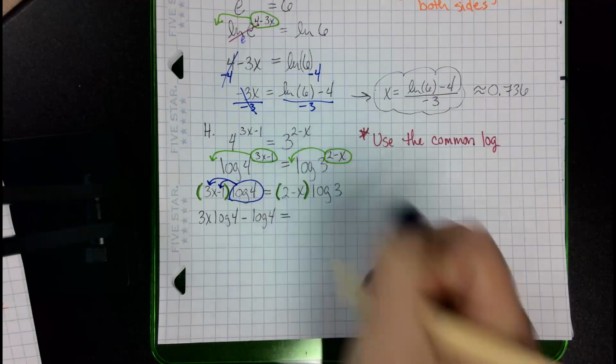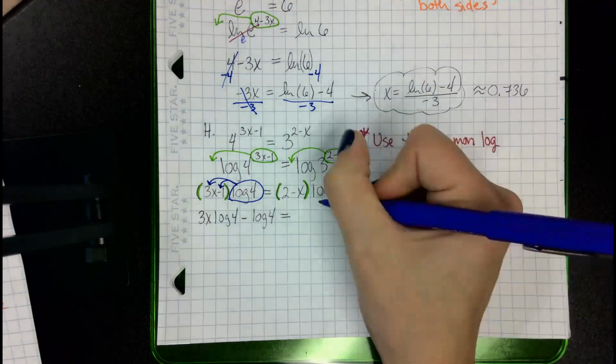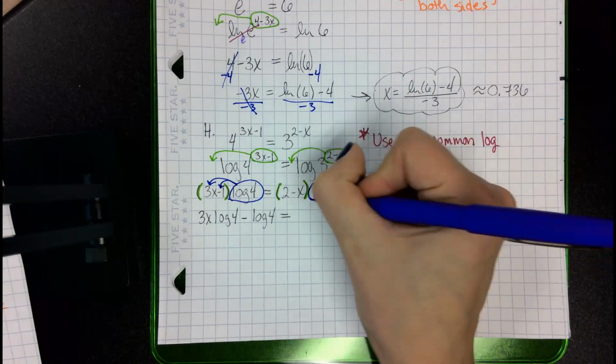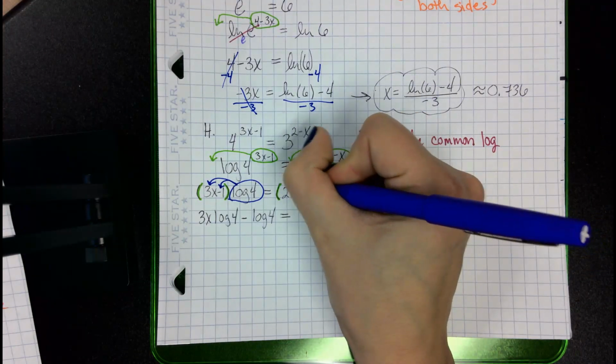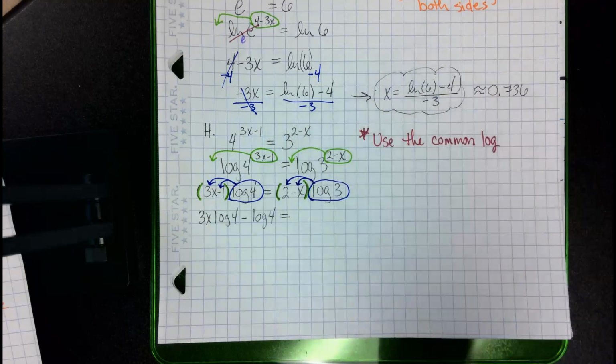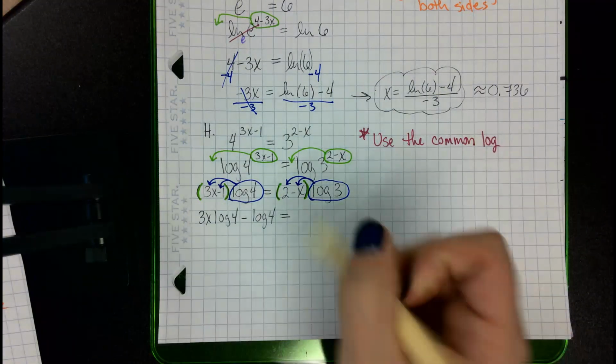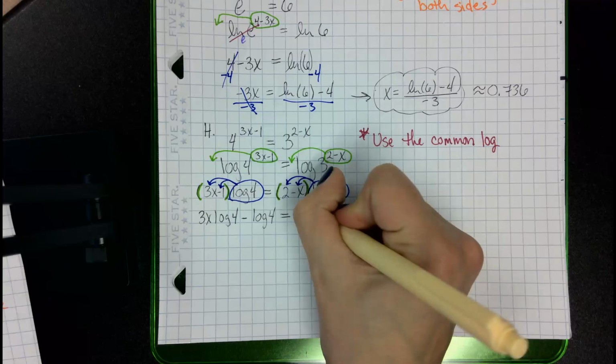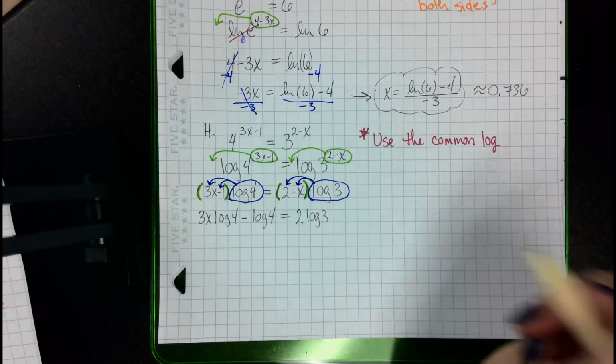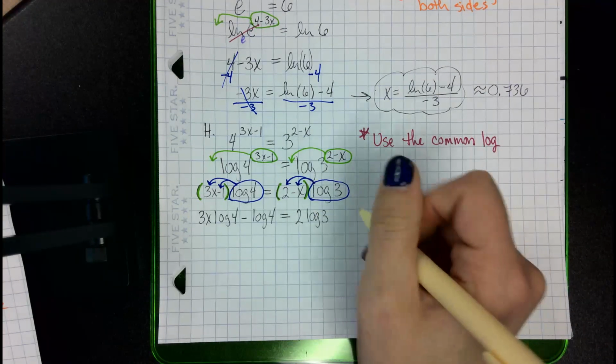That equals, I have to do the same thing on the right-hand side. Take log of 3 and distribute it inside the parentheses. So I have 2 log of 3, and then minus x log of 3.